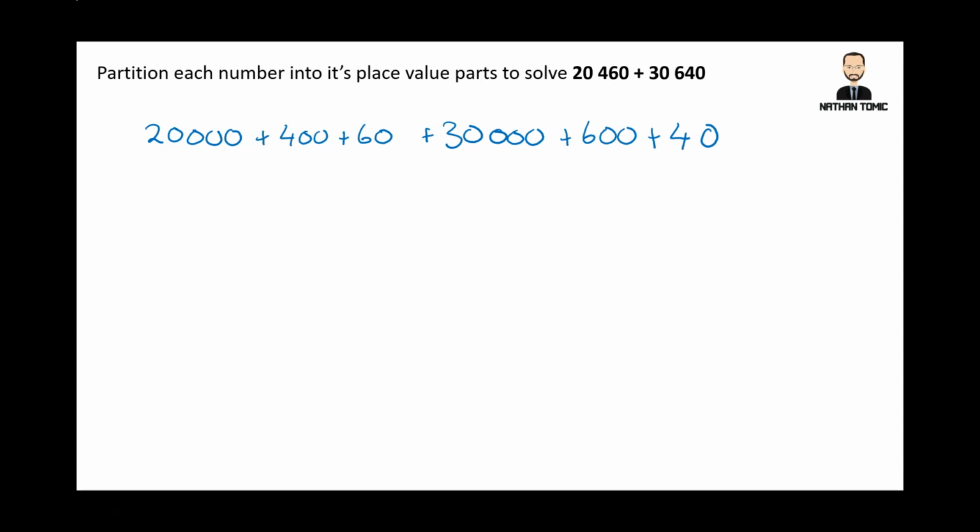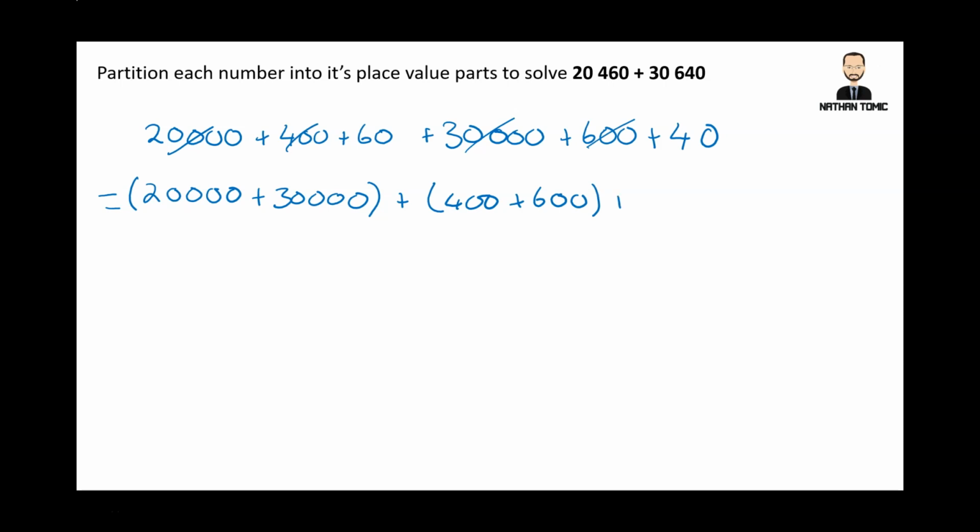Like before, I encourage you to bring together or group together your different place values. So I'm going to have 20,000 from the first one plus 30,000 from the second number, and I'll put those in brackets. Cross them out to remember I've done them. I've then got a 400 and a 600, so 400 plus 600. So I'll cross them out to know that I've done them. And I've got a 60 and a 40 in tens. I don't have any units because neither one of those numbers have unit values.